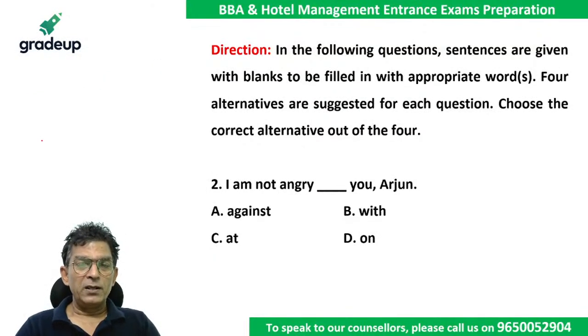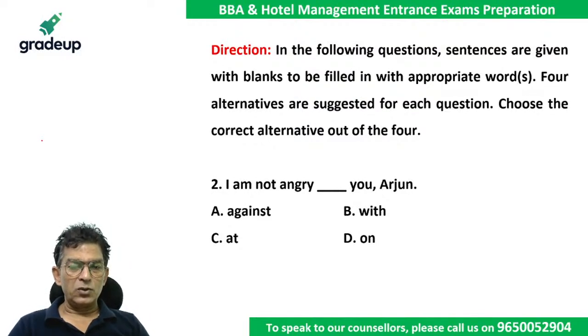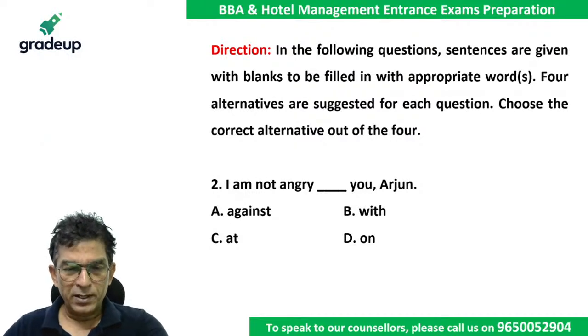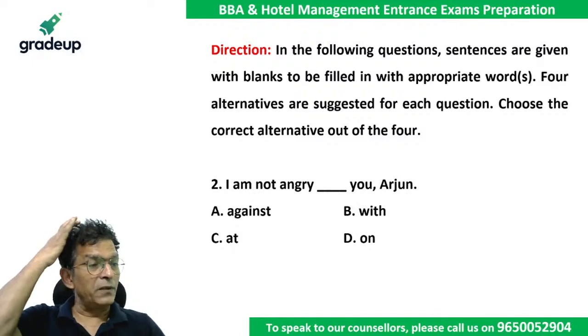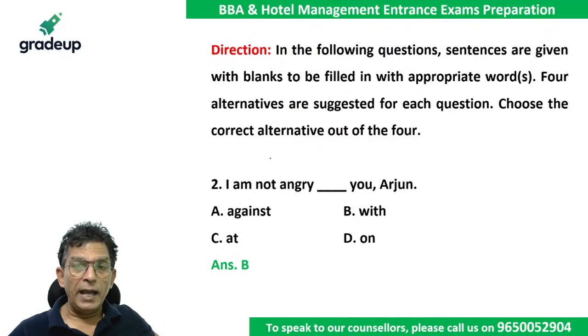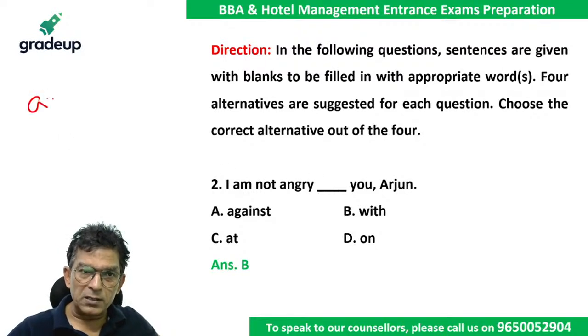I'm not angry. Dash you, Arjun. What do we say? We are angry with people, or we are angry at people. What do we say? Let me tell you the difference. Now see, usually what happens is, for people we say with. Angry with somebody. Always remember this.